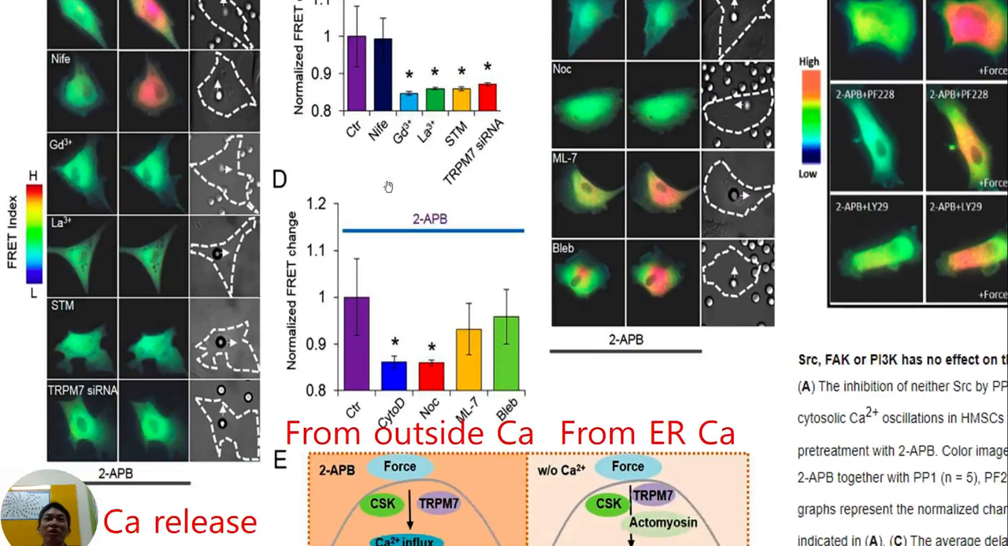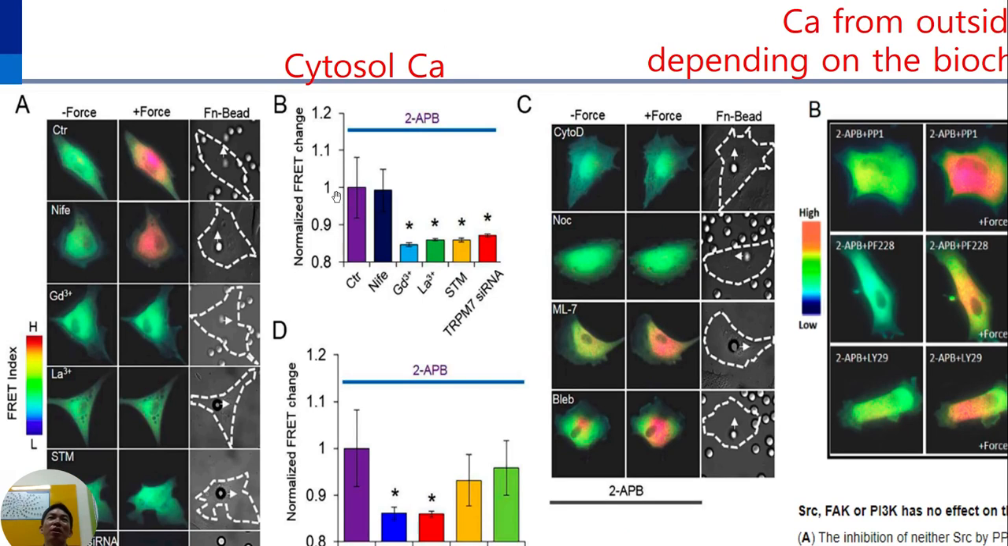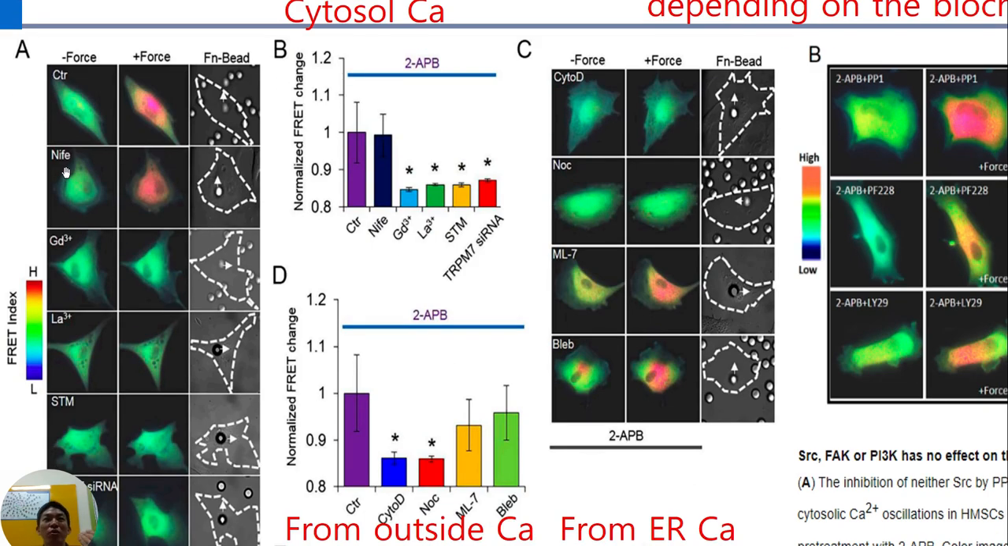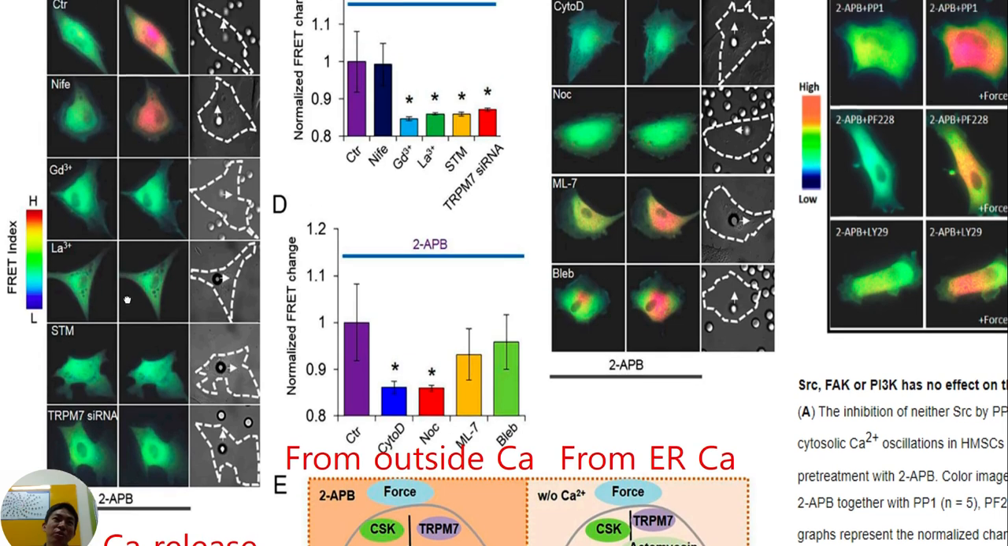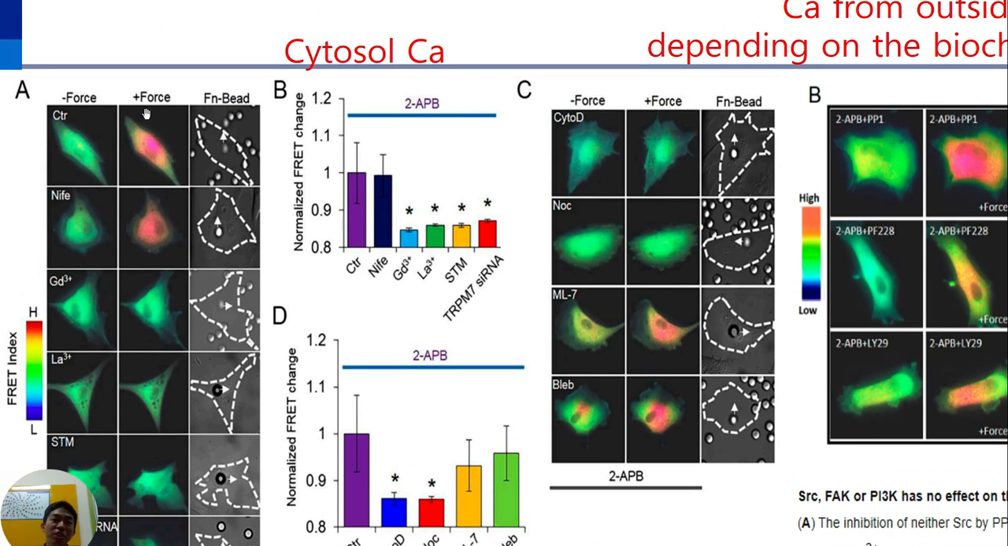And then as a last step, they wanted to confirm again. So they checked the cytosol calcium level. And they also used the previously well-known calcium inhibitors: nifedipine, an L-type voltage calcium channel blocker, gadolinium, lanthanum, and others, and TRPM7 inhibitors. Okay, and then they checked this calcium oscillation, but they only wanted to check the cytosol calcium, so they are using 2-APB.